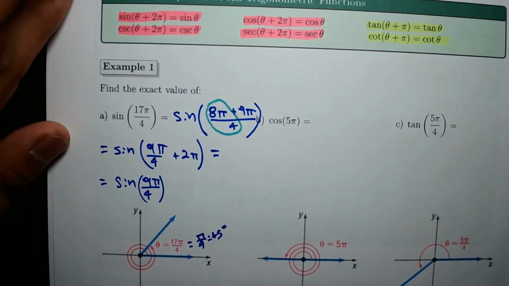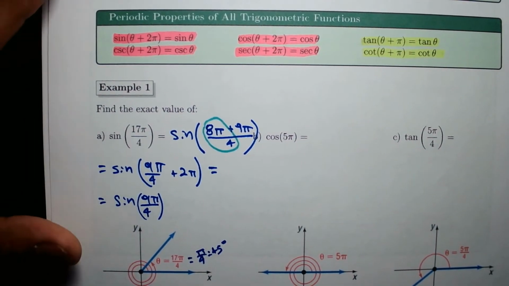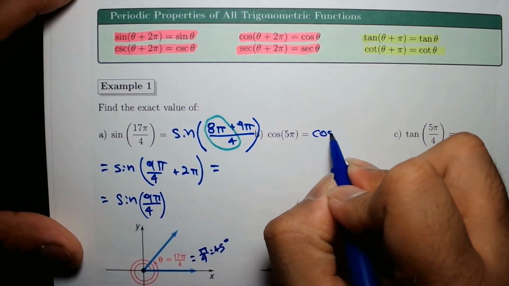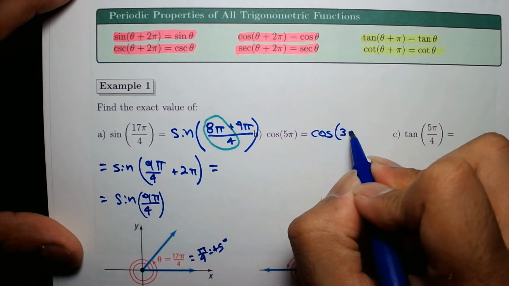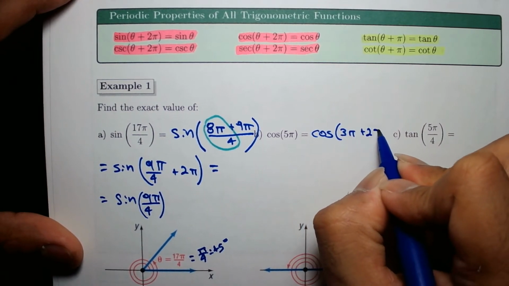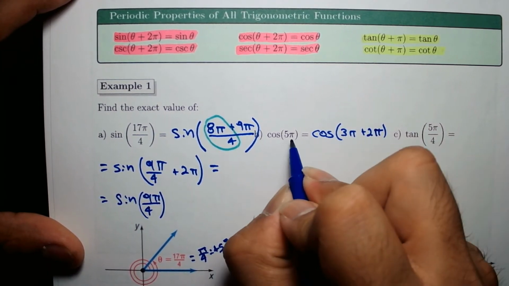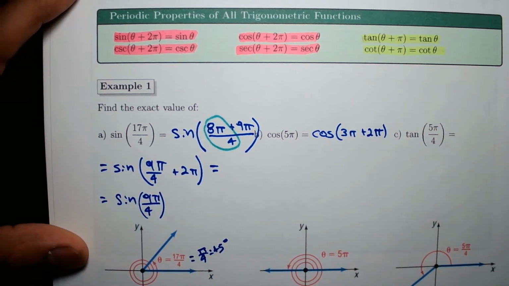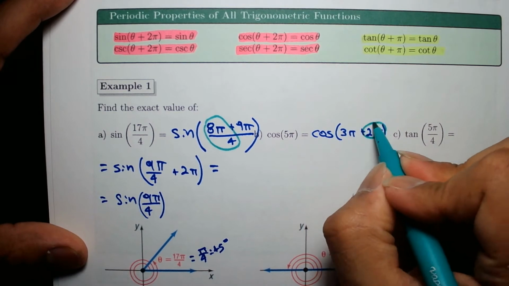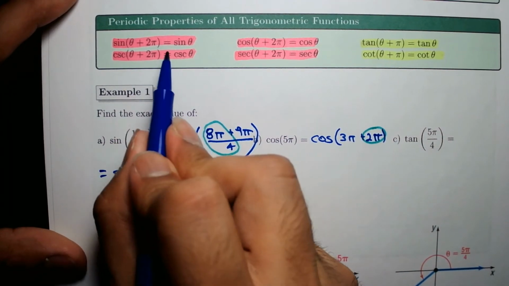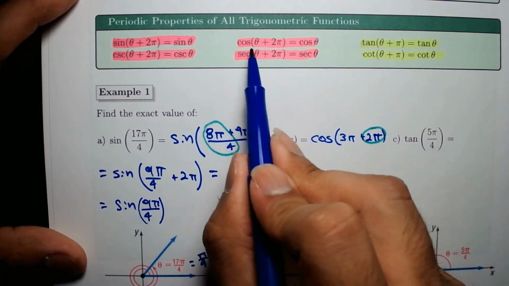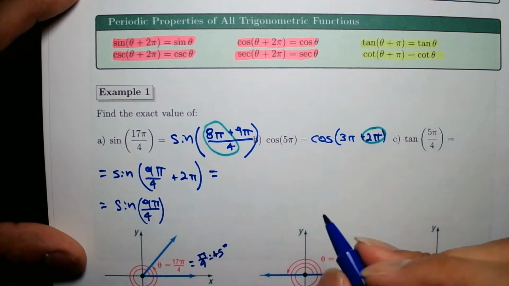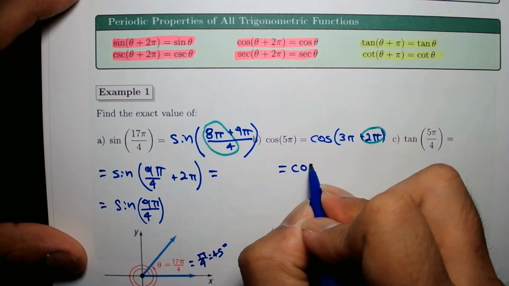Let's do another example. Cosine of 5 pi is going to be a little bit easier to do. Well, cosine, I'm going to break it up into 3 pi plus 2 pi because 2 pi plus 3 pi equals 5 pi. But this 2 pi right here, I will use it to make it disappear by using the periodic property of cosine, which in this case is simply cosine of 3 pi.